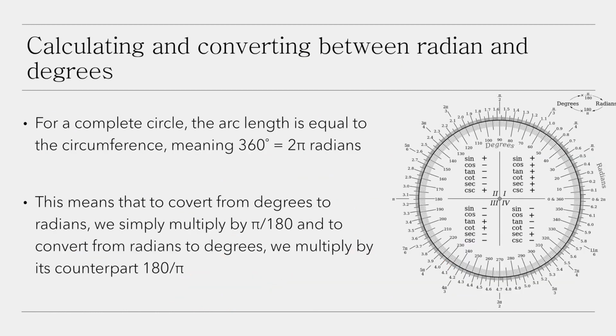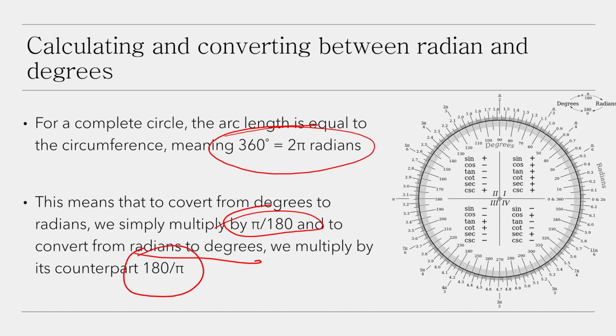And from that information, we can learn how to convert between radians and degrees. Because 360 degrees is equal to 2 pi radians, when we want to convert from degrees to radians, all we have to do is multiply by pi divided by 180, and to go from radians to degrees, we multiply by 180 divided by pi. It's definitely worth remembering that multiplier when you're moving between the two, and you can effectively remember it just by remembering this here: 360 degrees is equal to 2 pi radians.